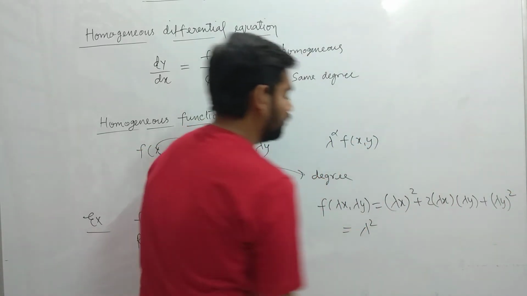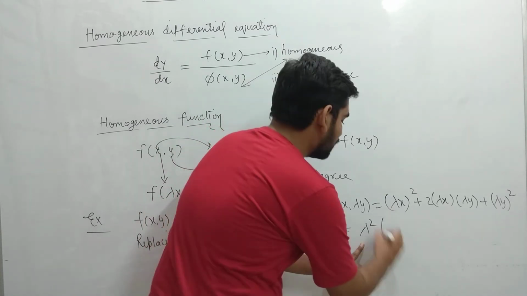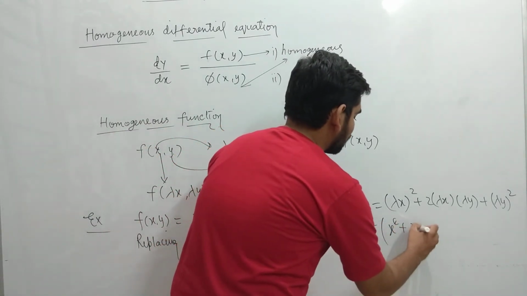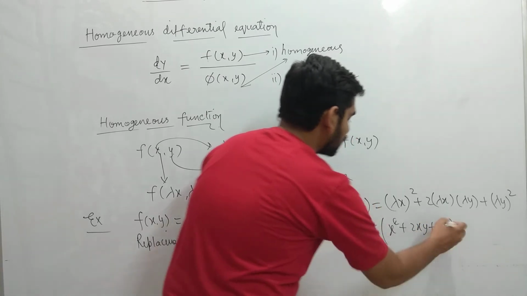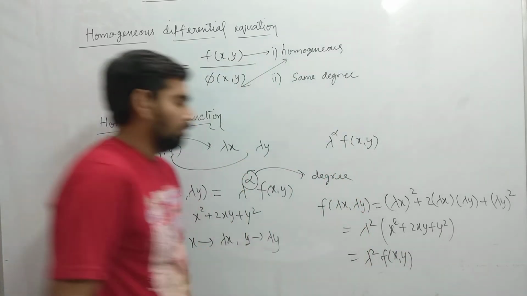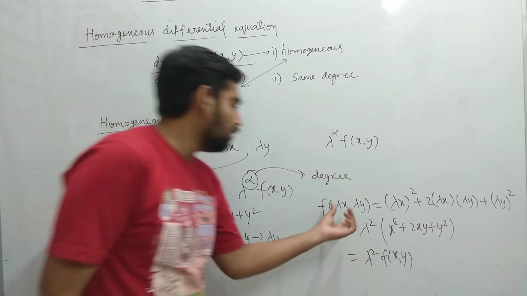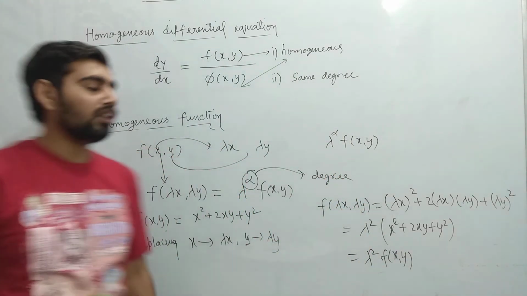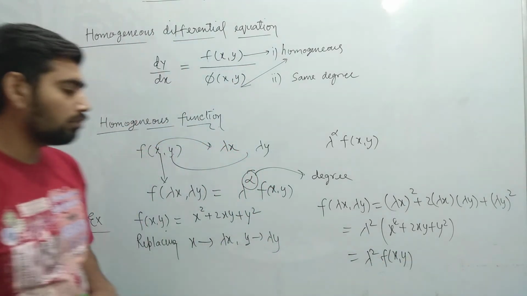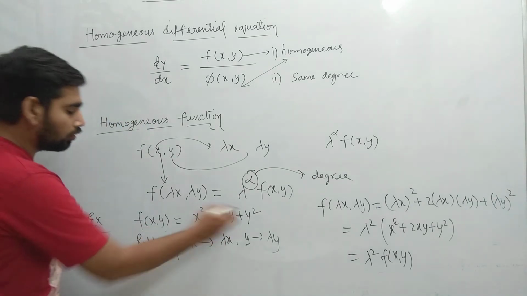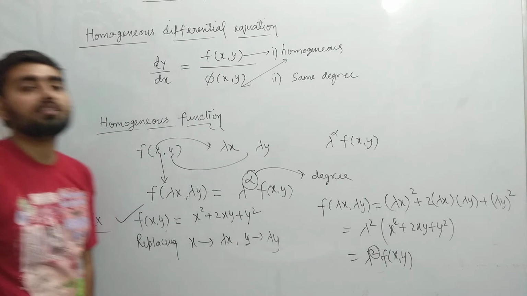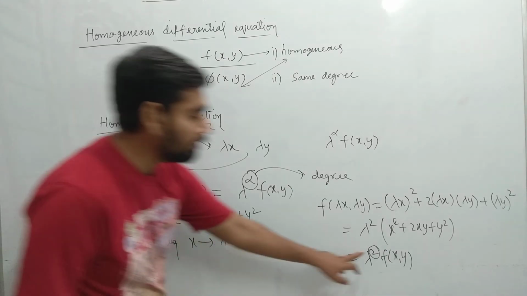On solving, we will be able to see that lambda square can be separated from the function x square plus 2xy plus y square, and this function is f(x, y). So we see that if we replace x with lambda x and y with lambda y, we are able to separate powers of lambda from the function itself. So this function f(x, y) is a homogeneous function and it has a degree. The power of lambda is known as the degree of this function. So it has degree 2.